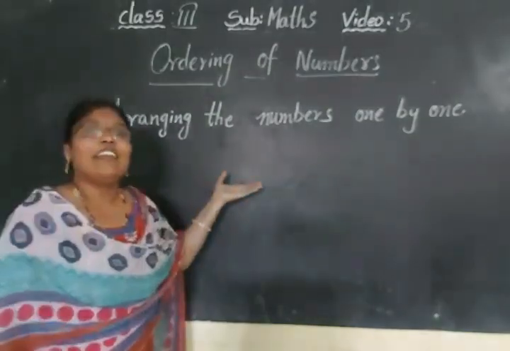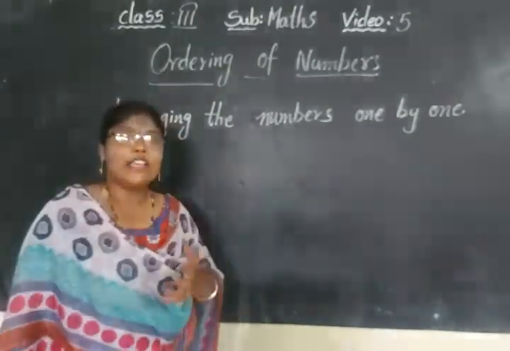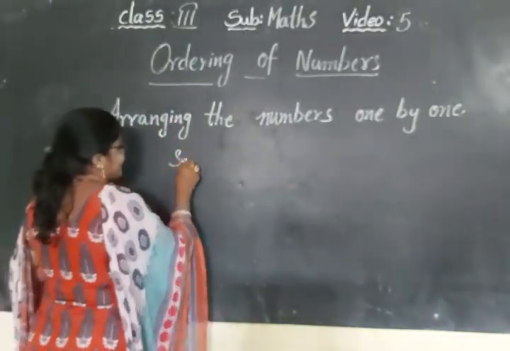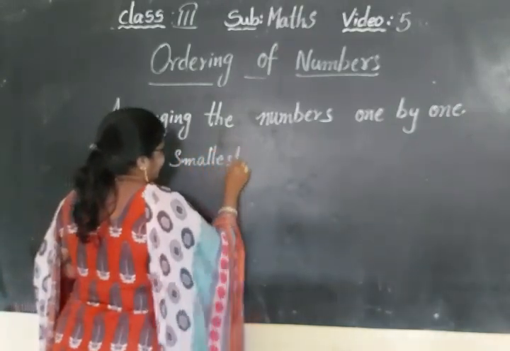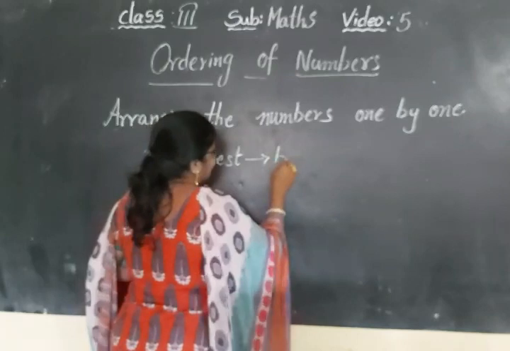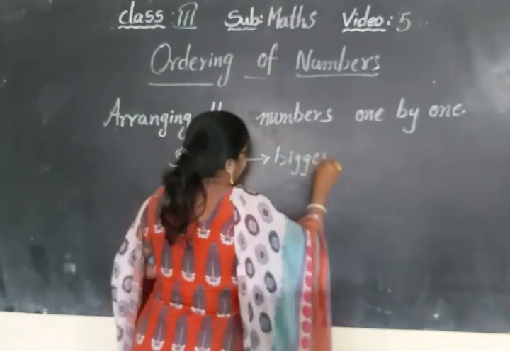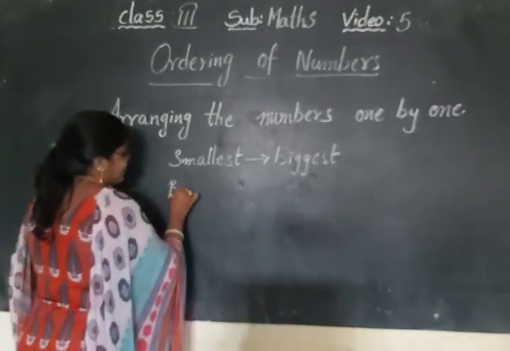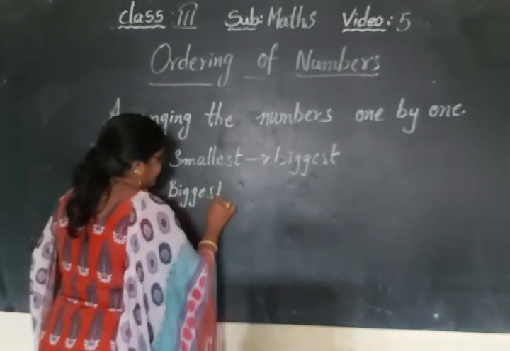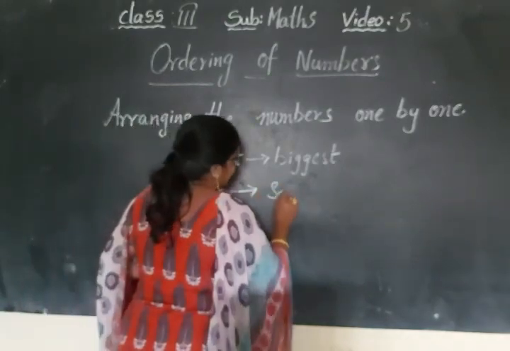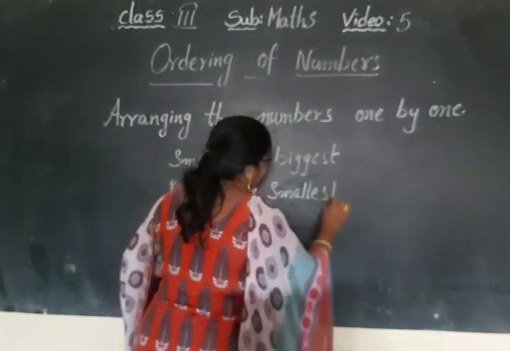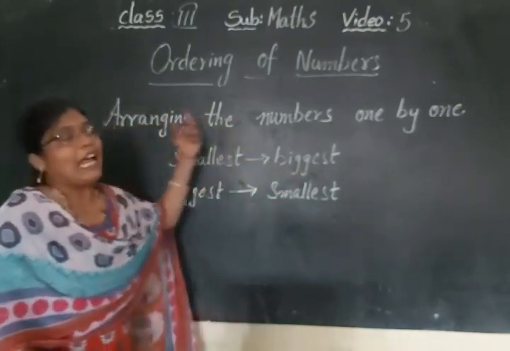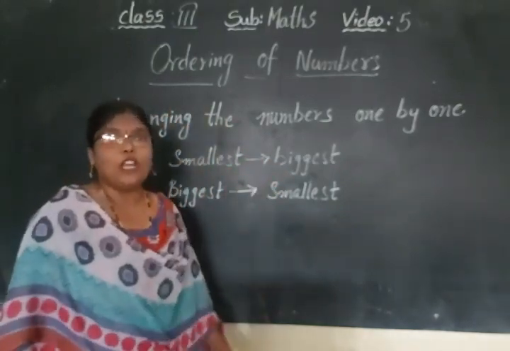Now, we can arrange the numbers in two ways. Can you tell me what those are? Yes, from the smallest to the biggest, and the other is from the biggest to the smallest. We can arrange the numbers in two ways, such as from the smallest to the biggest and from the biggest to the smallest.